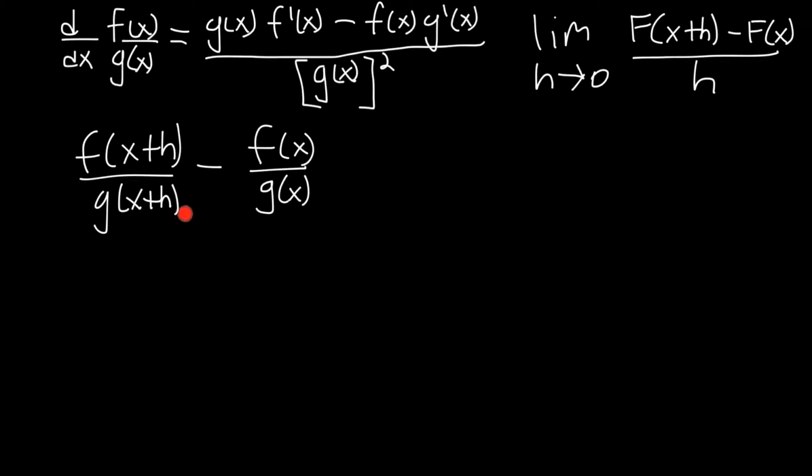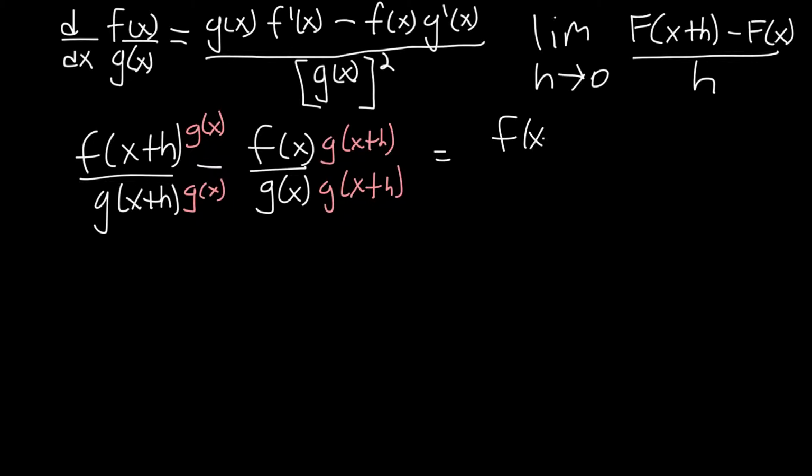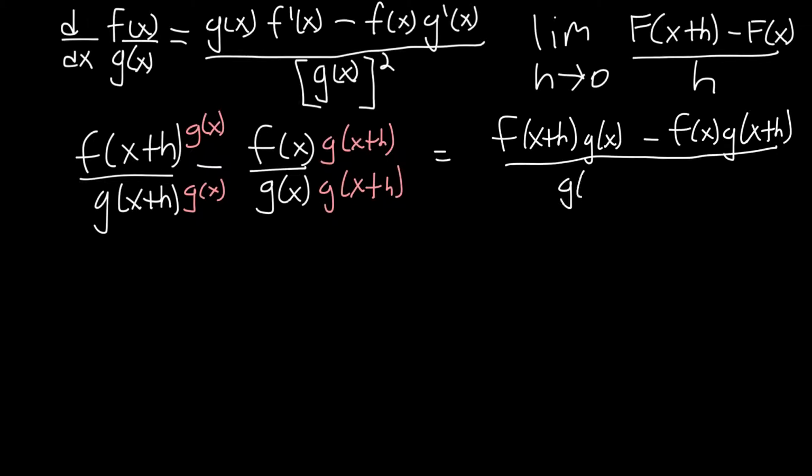Here we're missing a g of x, and here we're missing a g of x plus h. So if we multiply and divide by g of x, and over here by g of x plus h, we will obtain a common denominator. So this will give us f of x plus h g of x minus f of x g of x plus h all over g of x plus h g of x.